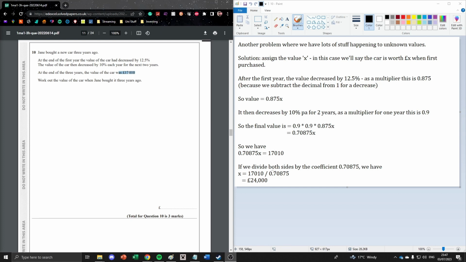And so if we divide both sides by the coefficient of x, 0.70875, we can isolate x. We get x is equal to 17,010 divided by 0.70875, which gives us an initial value of £24,000.